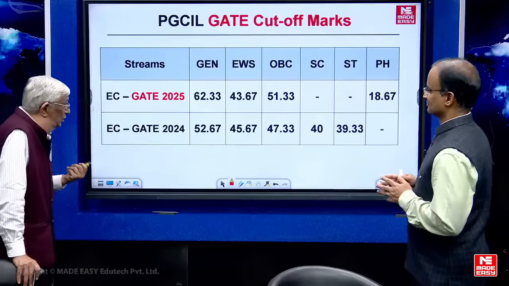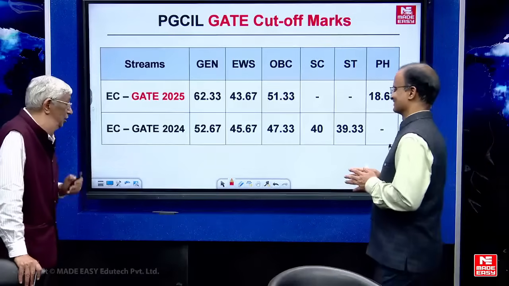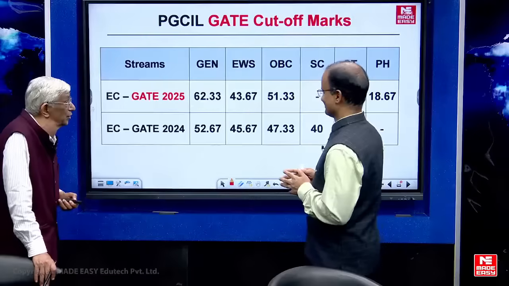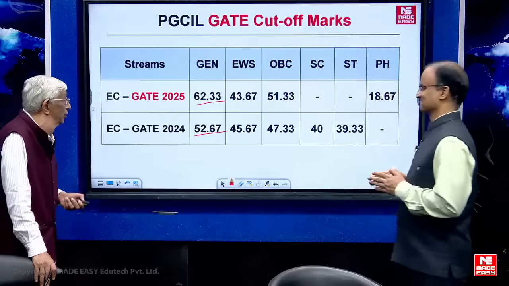PGCIL cutoff for EC is generally high. A little high, sir, 62.33 is a pretty high score. Yes, these are marks. It improved, sir, this is also a 10 marks increase, sir.